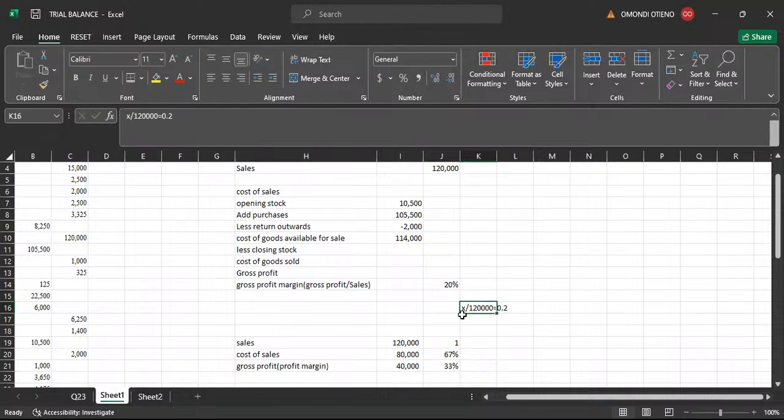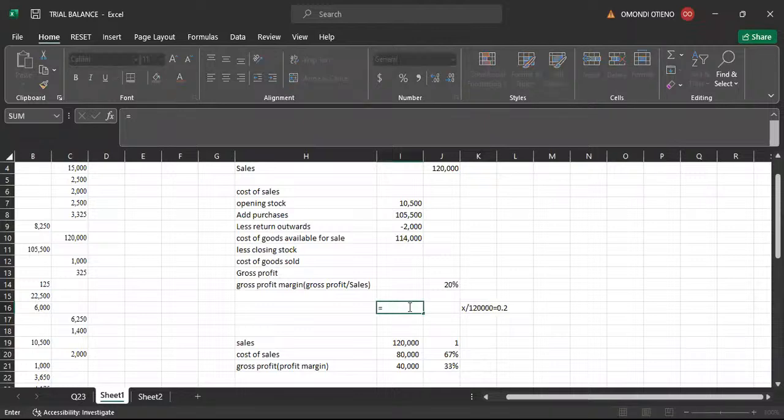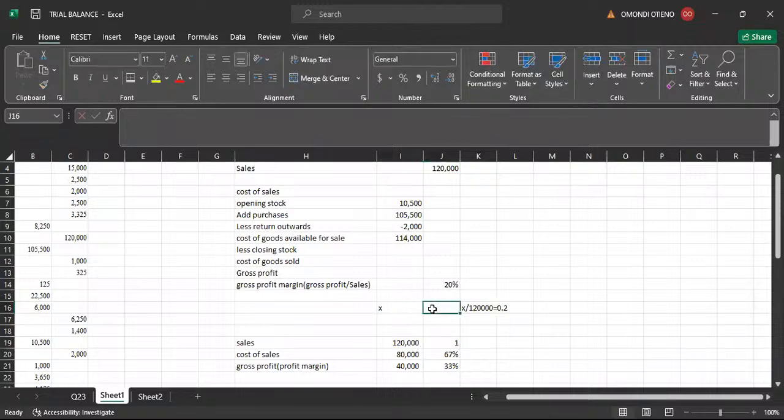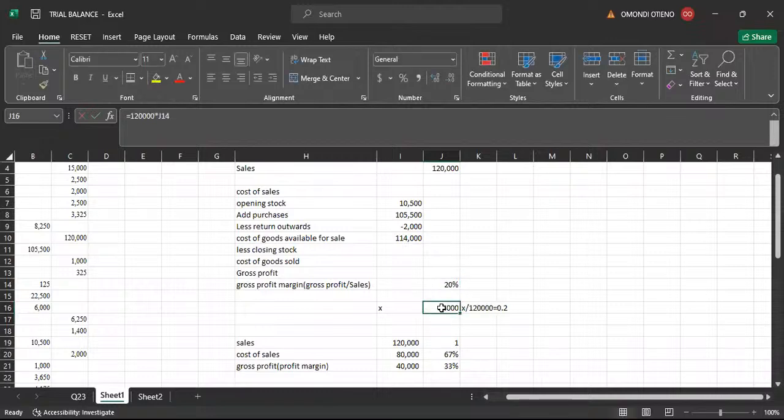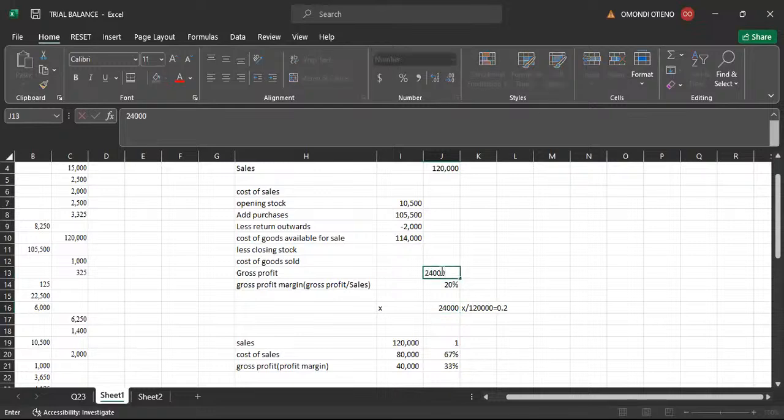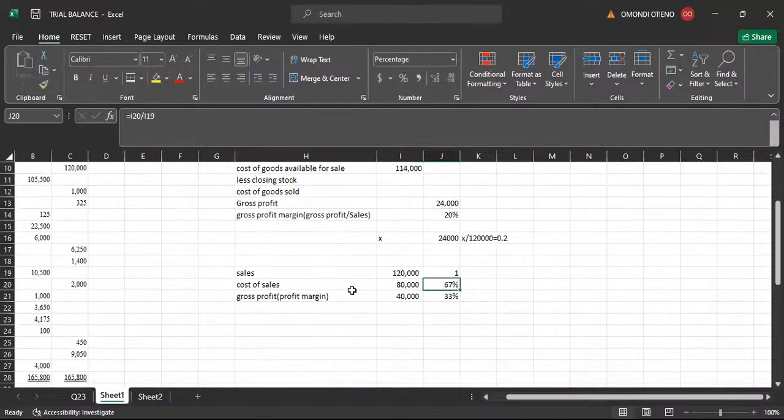I'm going to multiply both sides by 120,000. Therefore, my X is equal to 120,000 times 0.2, and that 0.2 is this 20%. So what am I having as X? 24,000. What was this X? It was the gross profit. So I come to the gross profit section here and put my 24,000.